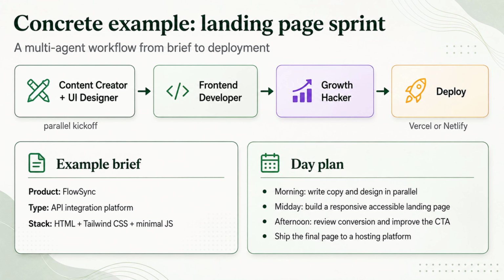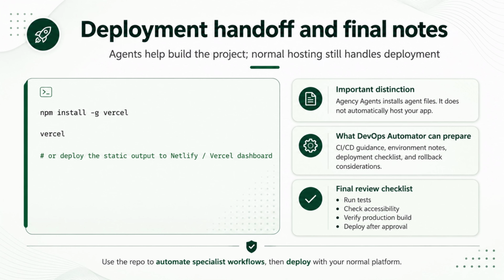In this example, the product is FlowSync. FlowSync is an API integration platform. The stack is simple: HTML, Tailwind CSS, and minimal JavaScript. This example shows how multiple agents can work together in a realistic product building workflow. Agency agents can help you plan, build, review, and prepare a project for deployment.